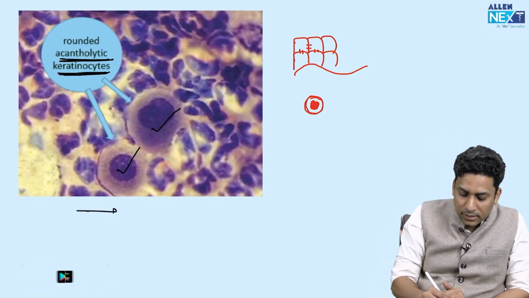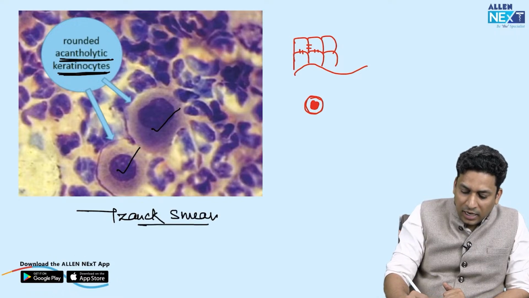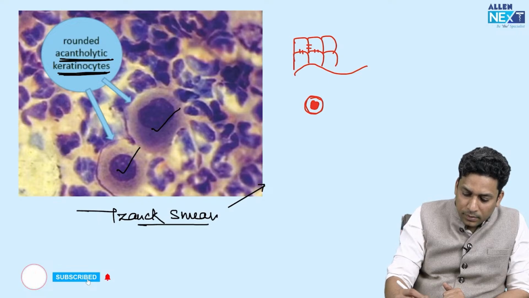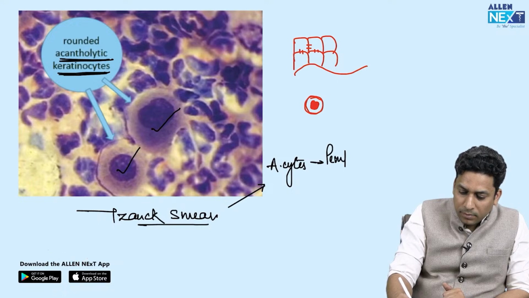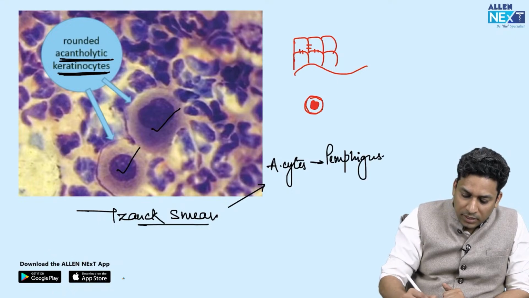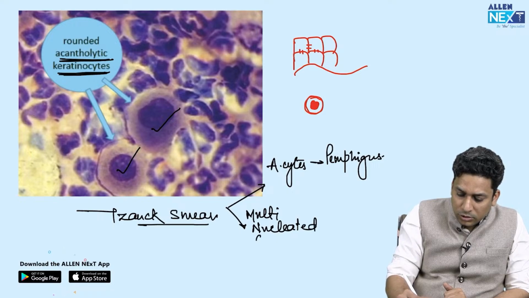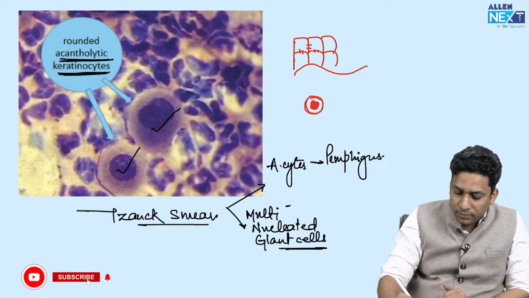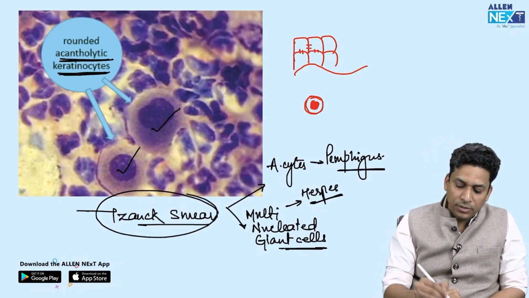These are acantholytic cells. If you want to see these cells in a patient of pemphigus, you can prepare one smear which is known as Tzanck smear. So when you prepare a Tzanck smear and if you find such acantholytic cells, then it is suggestive of pemphigus. But instead, if you find multinucleated giant cells, then it is suggestive of herpes. So these are two important conditions where you can take the help of Tzanck smear.